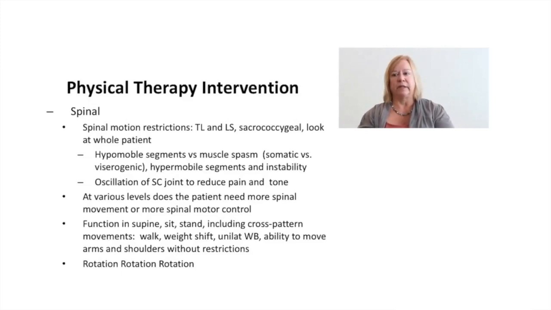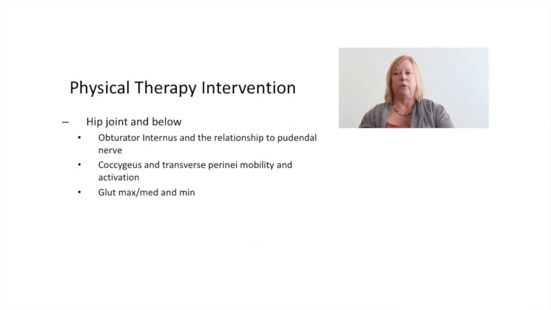At various levels, does this patient need more spinal movement or more spinal motor control? What is it that they need? How do they function in all of those different kinds of functional mobilities of standing, walking, cross pattern, weight shift, ability to stand on one leg, move arms and shoulders without restrictions. And finally, rotation, rotation, rotation. Restore rotation as much as you can to the spinal area. It's going to have very, very wide effects on the rest of the GI system, the abdomen, and the pelvic region. Moving on, we want to also pay attention to the hip joint and below.